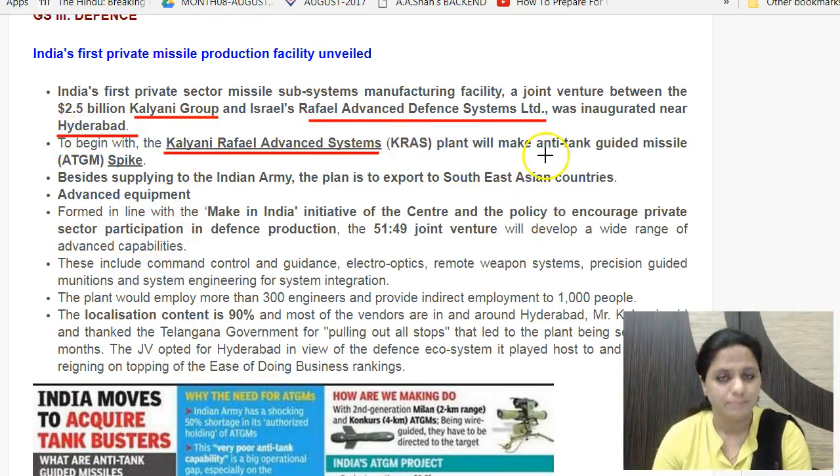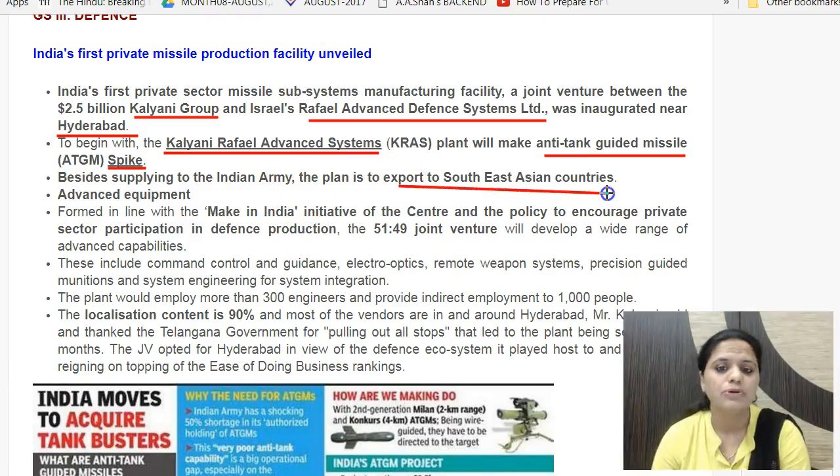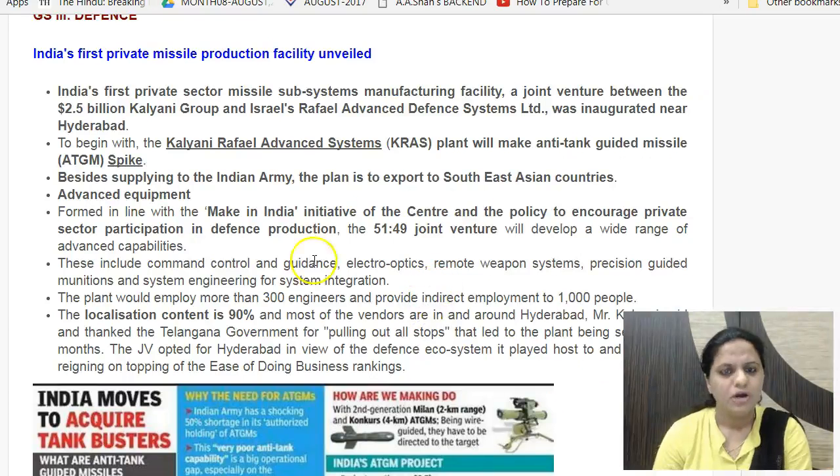So this will manufacture anti-tank guided missiles, the Spike anti-tank guided missile, with the help of Israel. The Indian Army plans to induct these anti-tank guided missiles too. They would be supplied to the Indian Army, and there are plans to even export to Southeast Asian countries. So this is Make in India in Defense, which is now being put into effect. The first private sector missile subsystem has been created in the country. It also has other plans, to have other commodities manufactured too. You can see control and guidance systems, electro-optics, etc., remote weapon systems. These would also be manufactured in this plant.